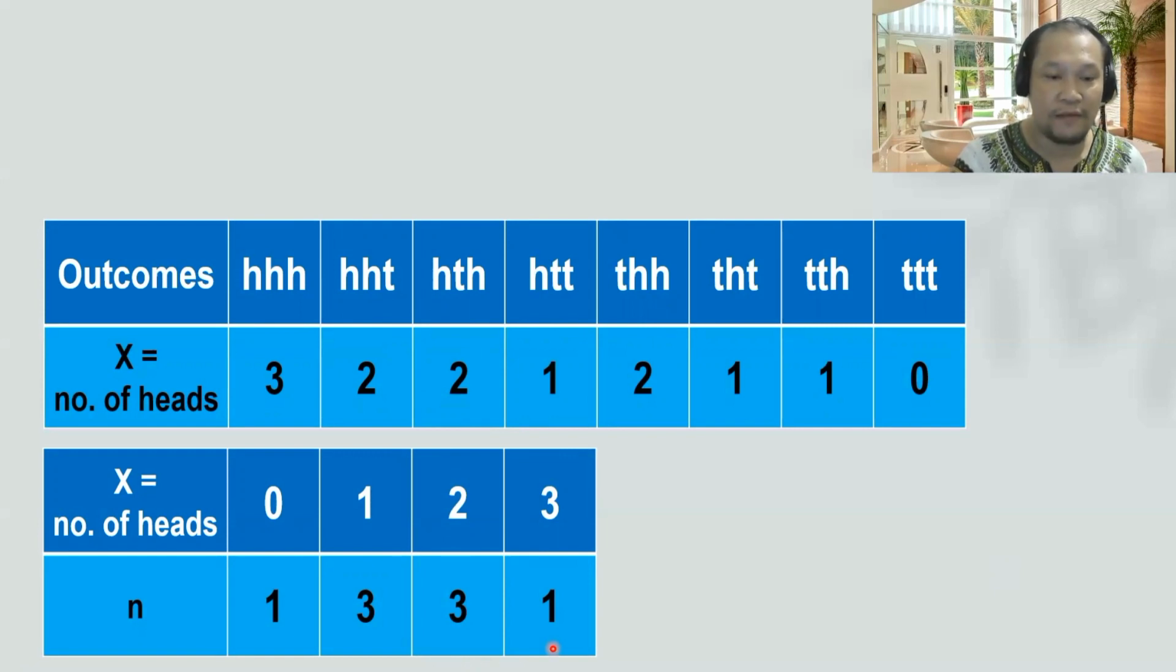Knowing the frequency of the given random variable, for example, 0, no head at all, we have 1. 3 heads, we have 1. 1 head, we have 3. And 2 heads, we have 3. And from this concept, we can now define and illustrate what a discrete probability distribution is.